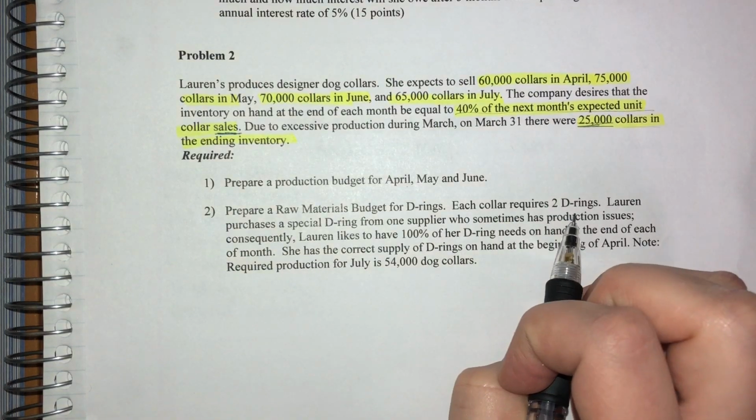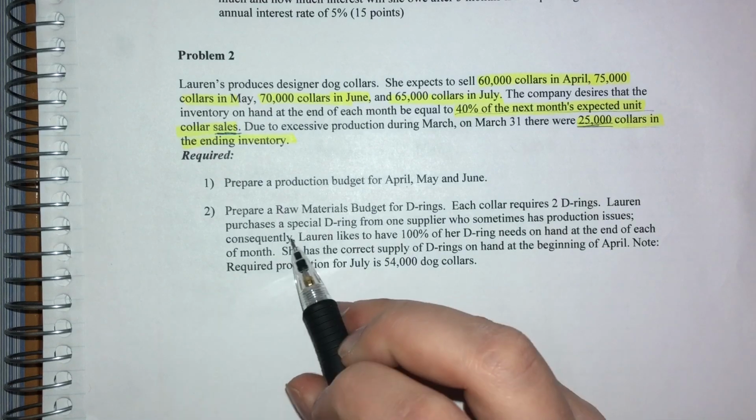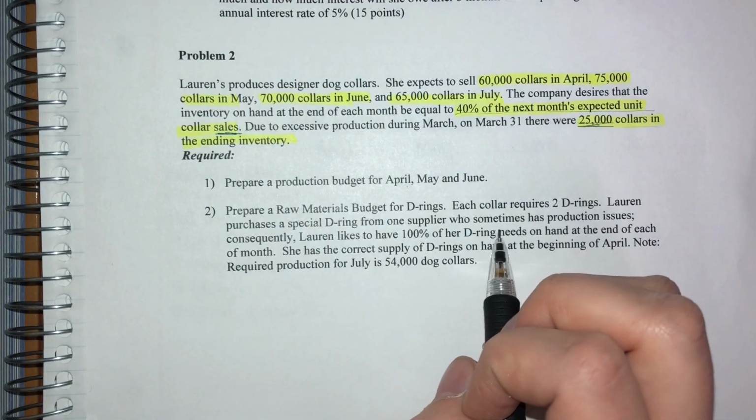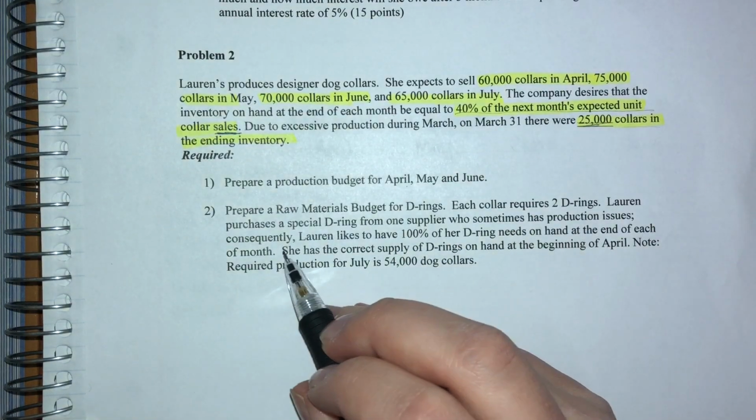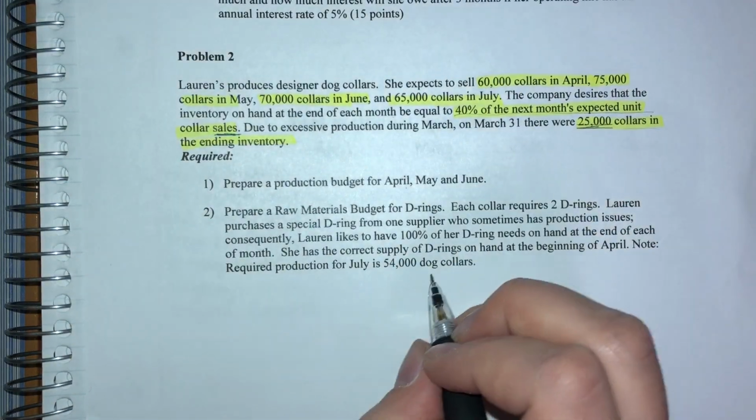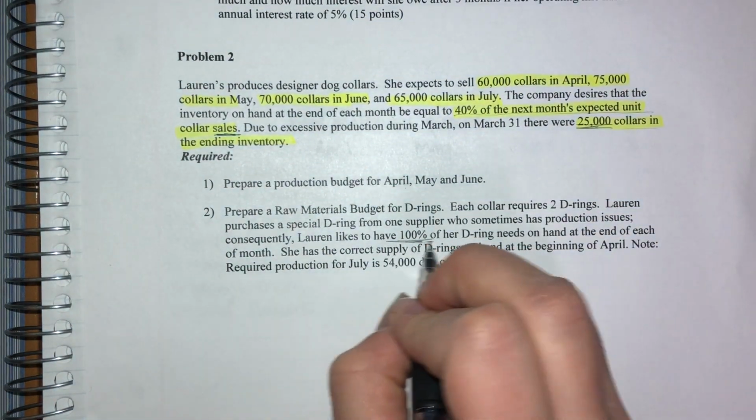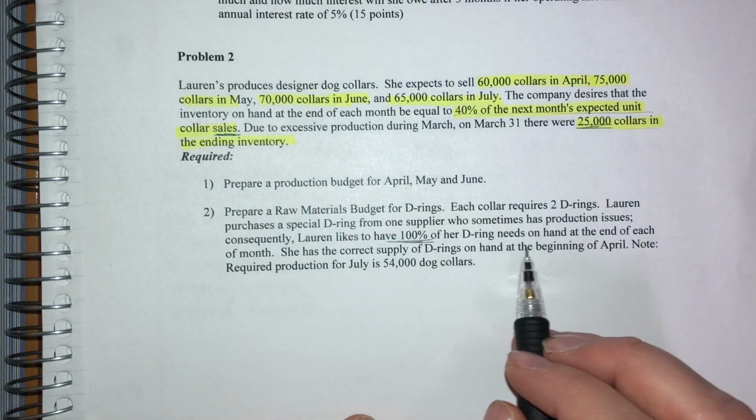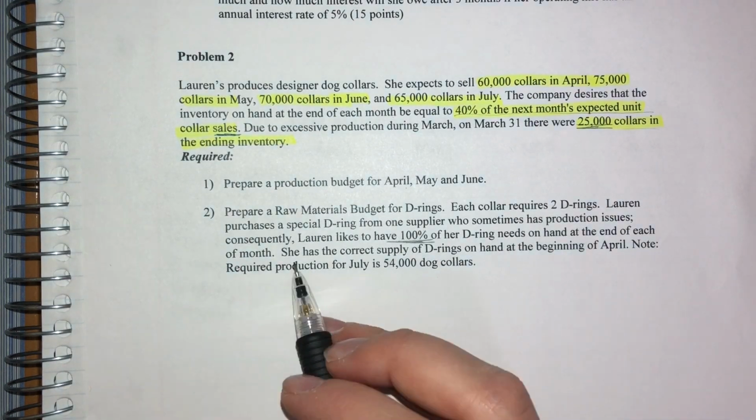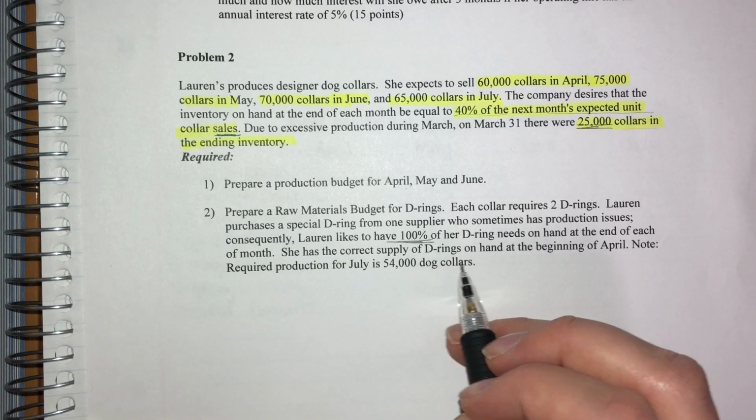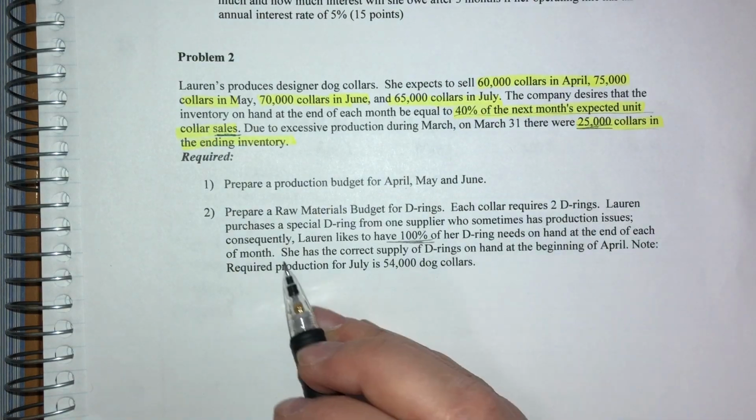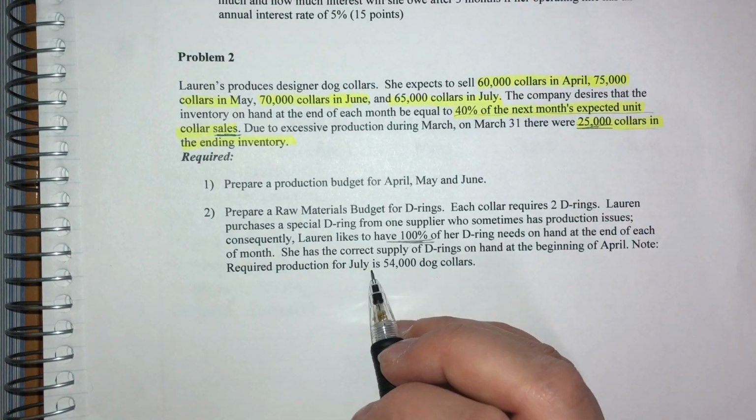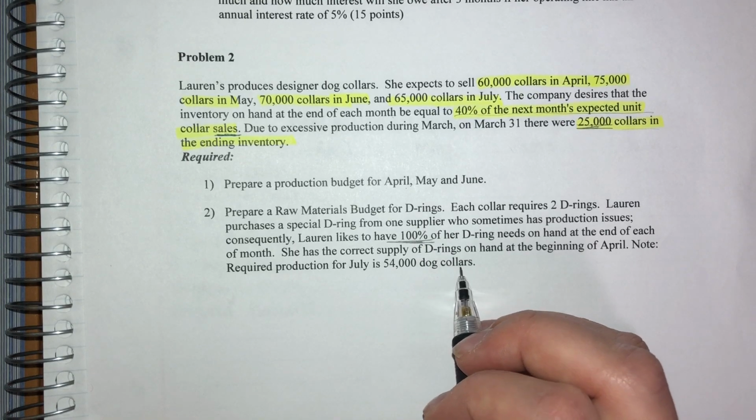Each collar requires 2 D-rings. Lauren purchases a special D-ring from one supplier who sometimes has production issues. Consequently, Lauren likes to have 100%, so that's a big number of inventory she likes to have on hand. So 100% of her D-ring needs on hand at the end of each month. She has the correct supply of D-rings on hand at the beginning of April. Note, required production for July is 54,000 dog collars.